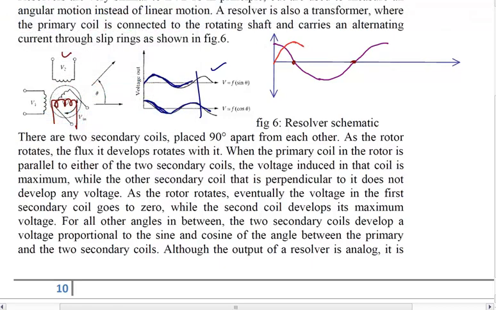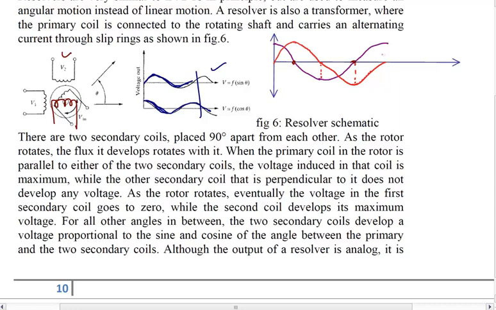okay, so at this point when the first waveform is maximum, it will be 0, and then at this point when it is 0 here, it will be maximum for this one, and then again it will go and reach here. Okay, so that is going to be the case.